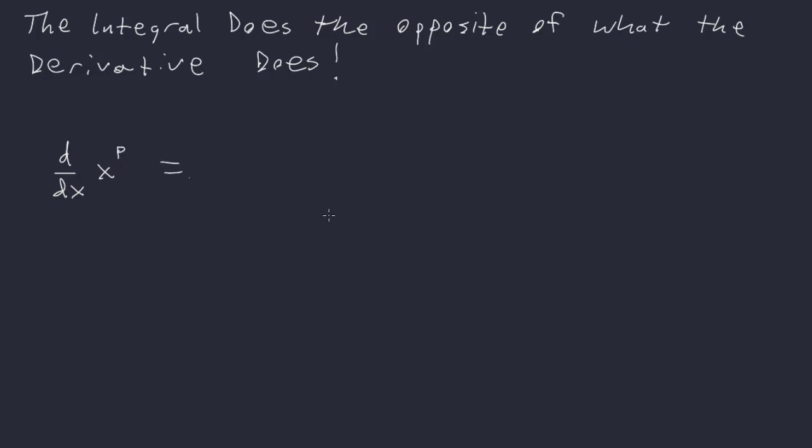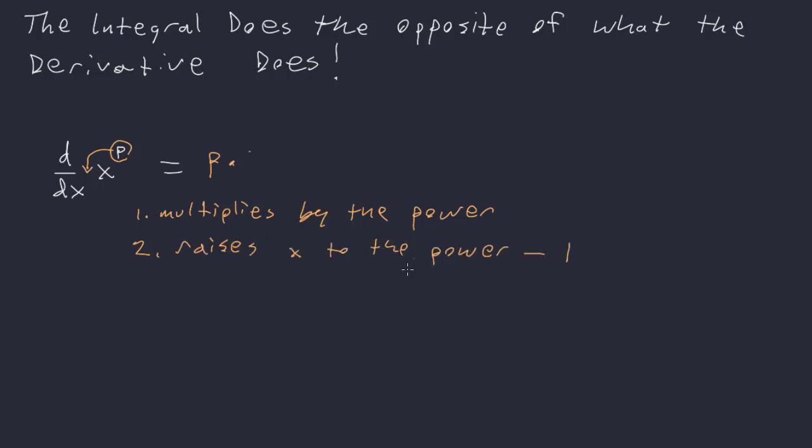what does the power rule in the derivative do? Well, step 1 multiplies by the power, so we'll have p times, and then it lowers the power by 1. So we'll have p times x to the p minus 1.